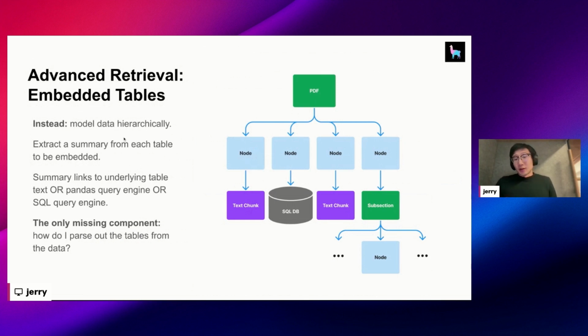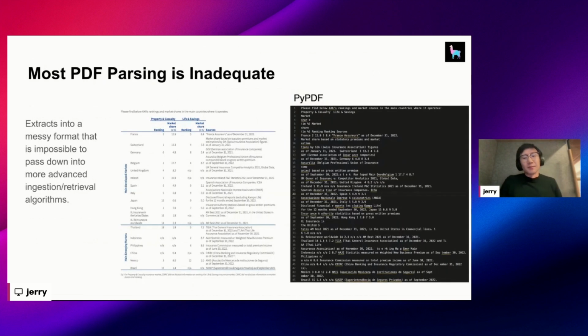We were one of the first to come up with this, and we showed that, assuming you have a good table extractor, you can ask pretty complex questions and get back good answers. So the only missing component is, how do I parse out these tables from this data? If you look at PyPDF, again, it works for prototypes, but for a lot of very complex documents, it tends to break apart the spatial information within these tables, and it's not really able to give you back the right results. It extracts this type of information into a messy format that's impossible to pass down into more advanced ingestion and retrieval algorithms.